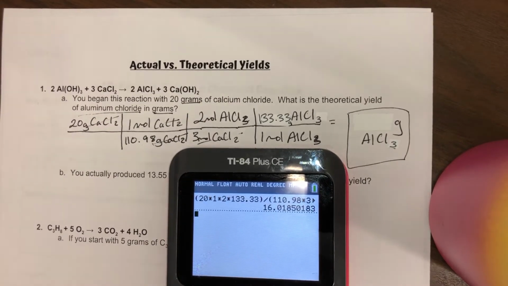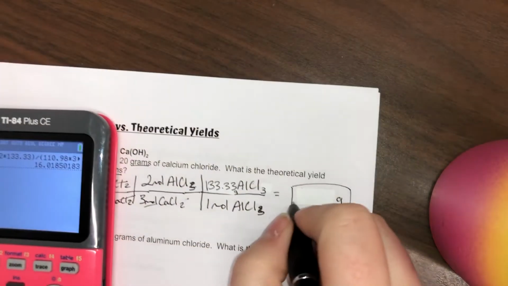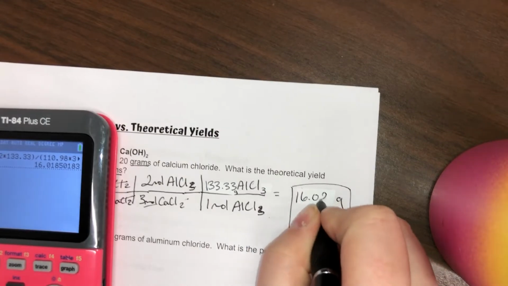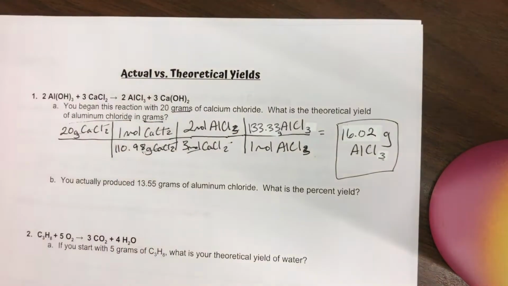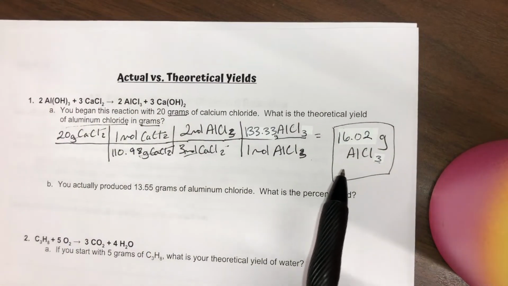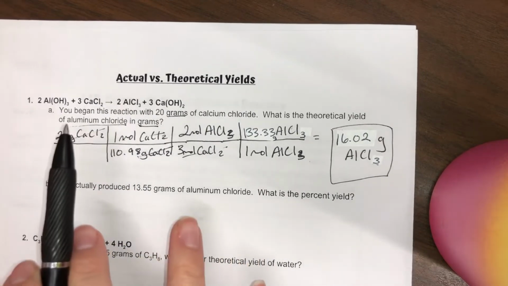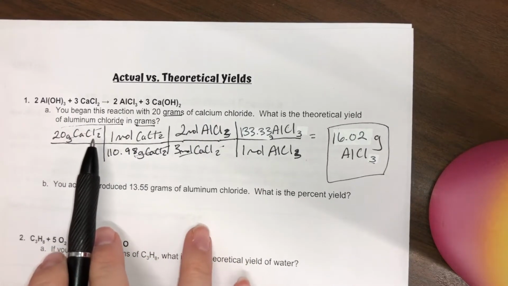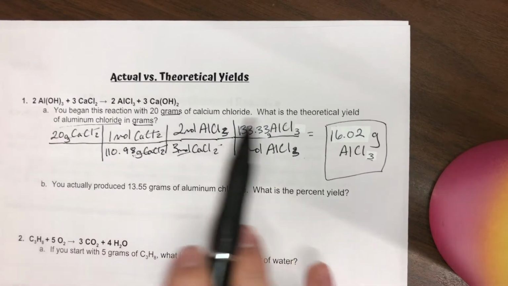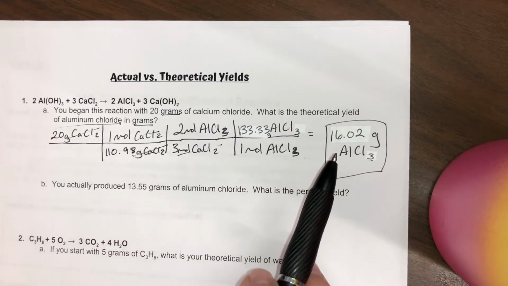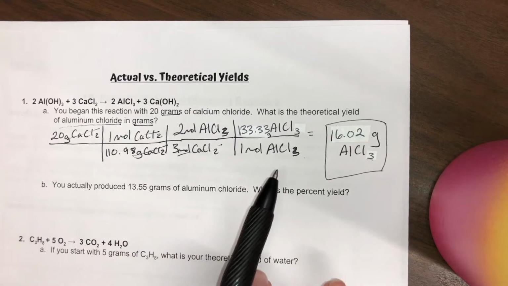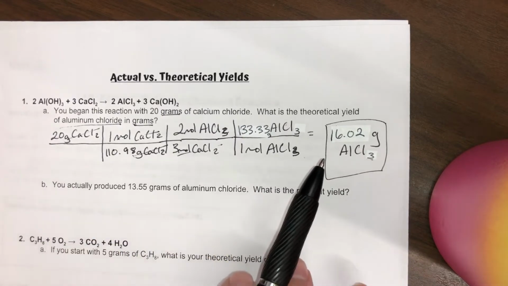So that gives you 16.02 grams of aluminum chloride being produced. Okay, so what this number is telling you is that this is the theoretical yield. So in theory, if we started with 20 grams of calcium chloride, you should produce 16.02 grams of aluminum chloride. That's in a perfect reaction with 100% efficiency.